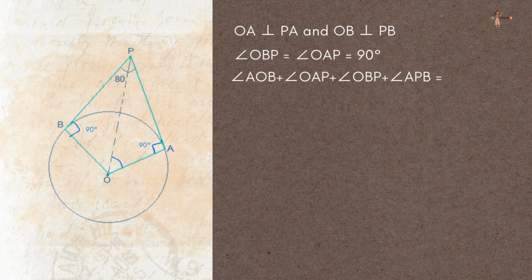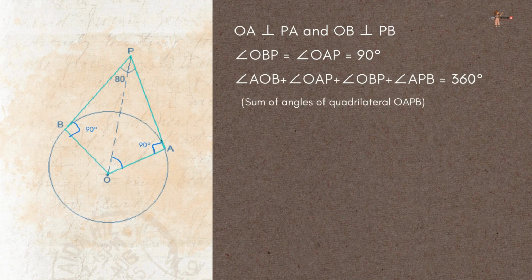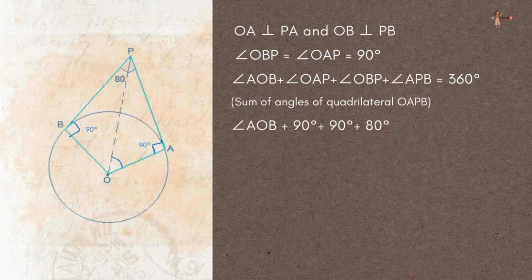Now angle AOB plus angle OAP plus angle OBP plus angle APB is equal to 360 degrees, because the sum of angles of a quadrilateral is 360 degrees. That means angle AOB plus 90 degrees plus 90 degrees plus 80 degrees is 360 degrees. That means angle AOB is equal to 100 degrees.